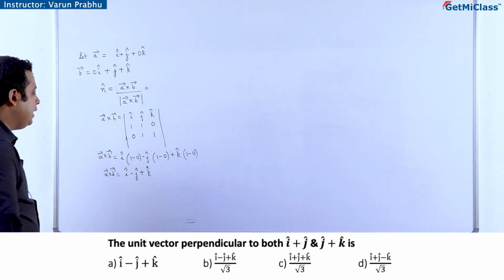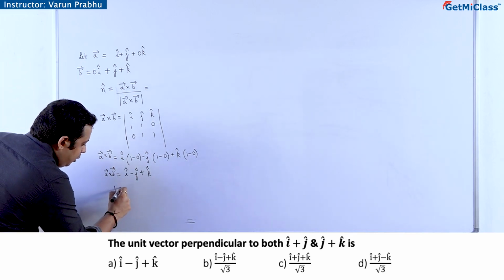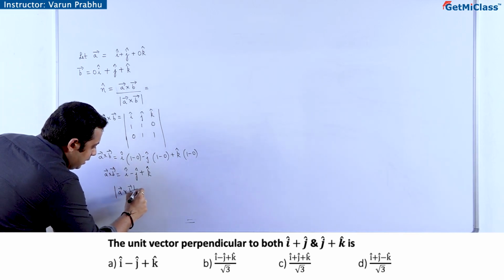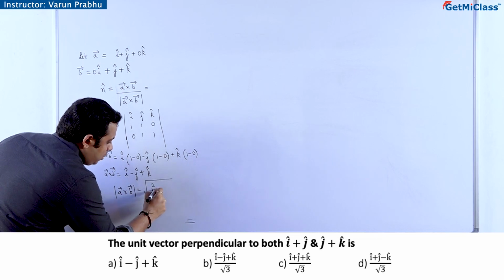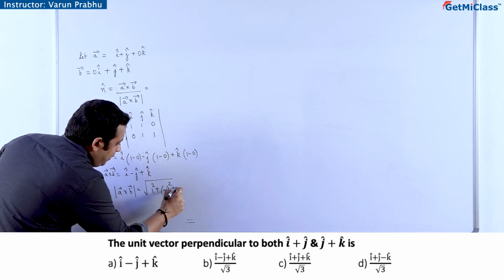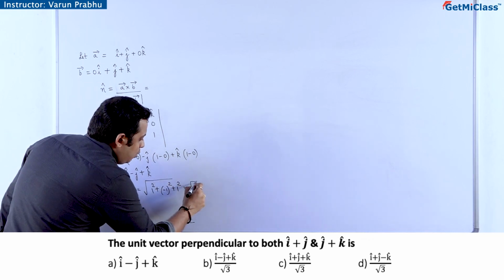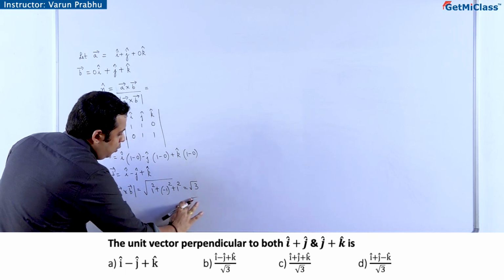Similarly, you calculate the magnitude of A cross B now. The magnitude of A cross B can be written as the square root of 1 squared plus minus 1 the whole squared plus 1 squared, that is equal to root over 3, correct?